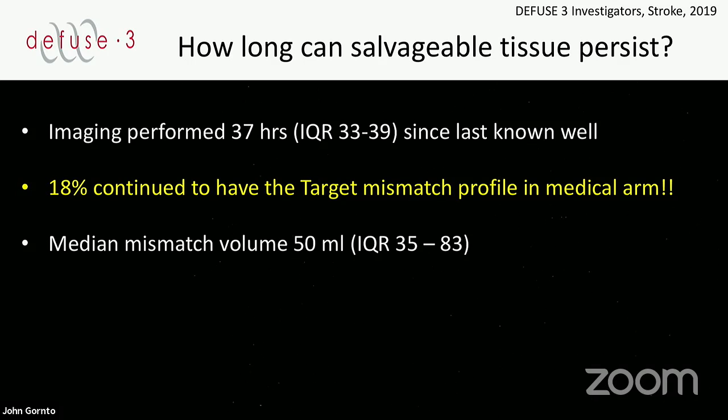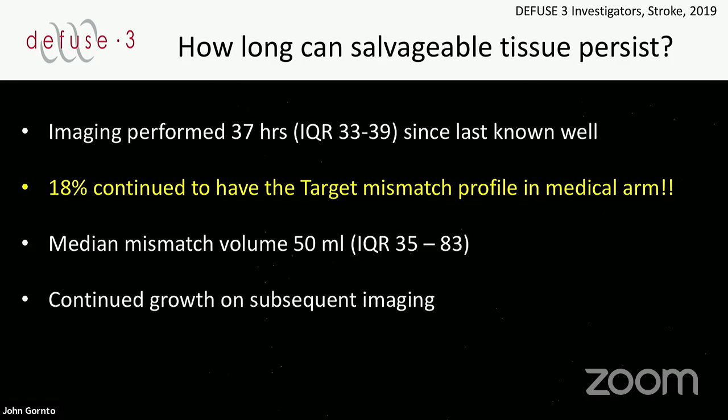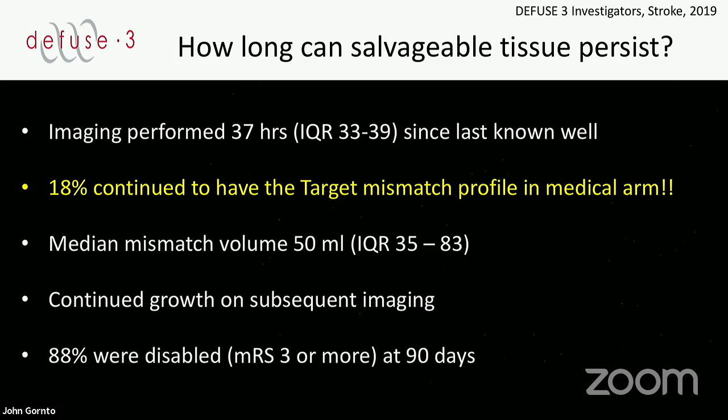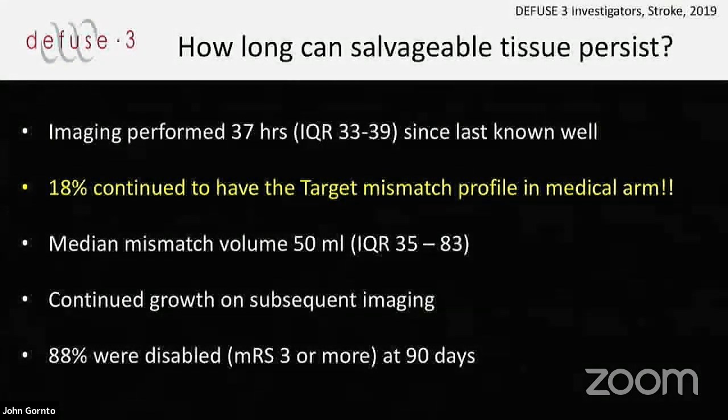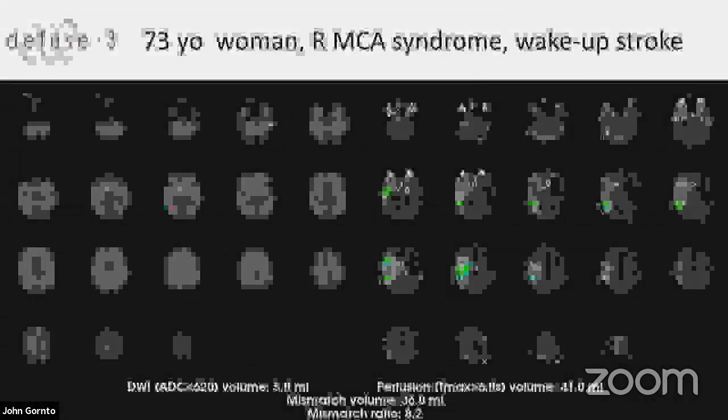It was about 100 mLs when they first got into DEFUSE 3. By 24 hours later, in these 18% who continued to have salvageable profiles, it was down to 50%. But they weren't done. Just because your collaterals were so good to keep you with a low core for 37 hours, they continued to grow and the patients did very poorly, suggesting that maybe we could have had a rescue strategy in DEFUSE 3. So here's an example of one of these patients.